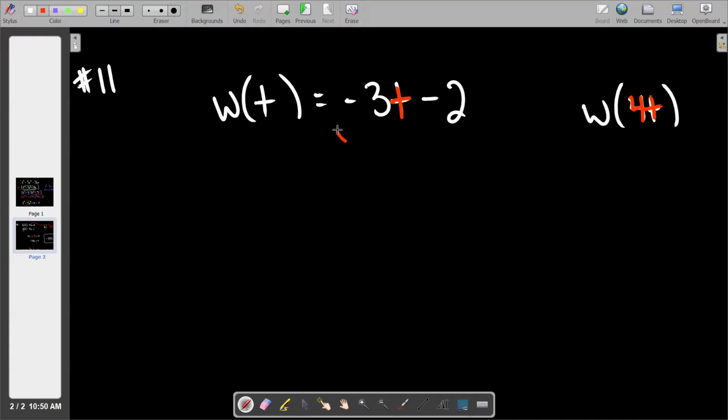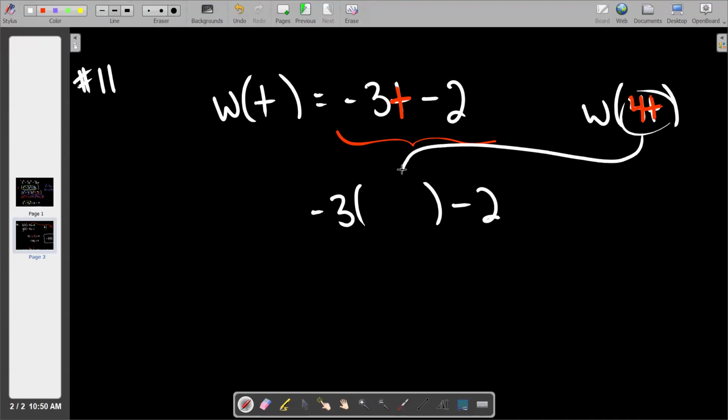So I'm going to take this function over here and rewrite it. But when I get to the part that says t, I'm going to leave an opening there. That's the feeding slot, and it says, okay, give me the input now. And the input is 4t. So 4t is going to plug itself right in there. Then all we have to do is a little bit of math. What you can do is multiply those together.